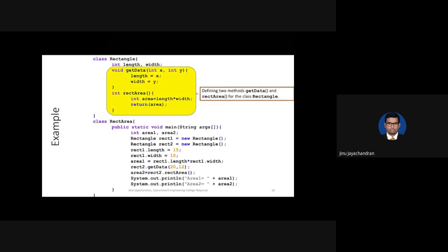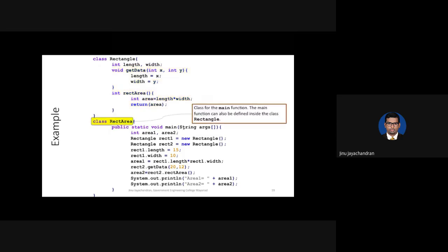Okay. Second part, we define two methods. One is called getData, another is called rectArea. So getData will copy whatever values are passed to the parameters into length and width. RectArea will use those values inside length and width to calculate the area and return the area value. Okay, these two are the functionalities of these functions.